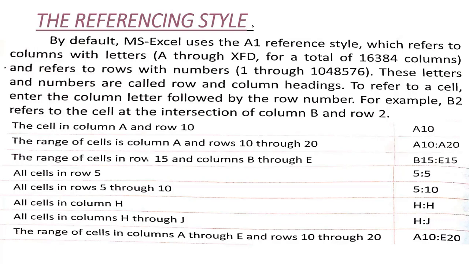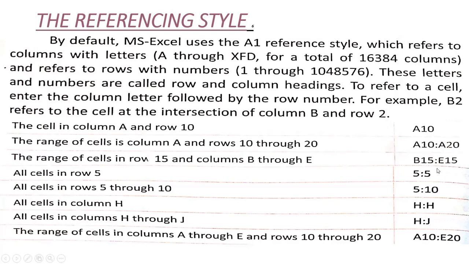Let's see some cell addresses. Like here it is written A10. A10 means column A and row 10. In the same way, A10:A20 means the range of cells in column A and rows 10 through 20.